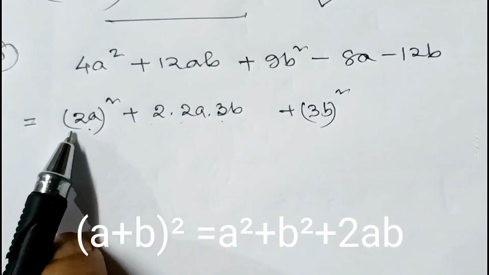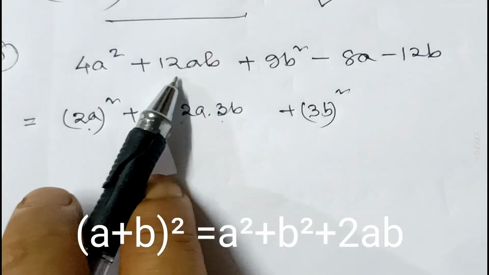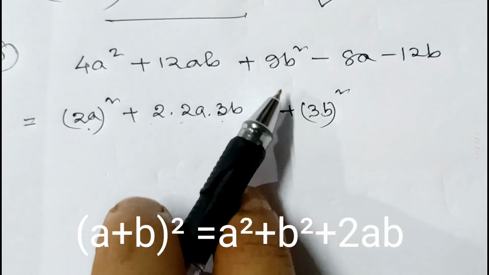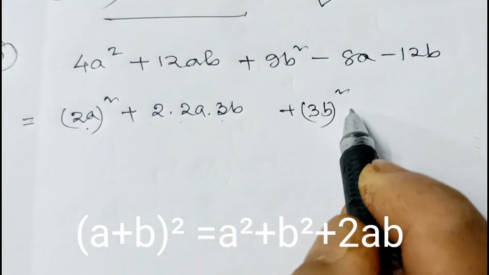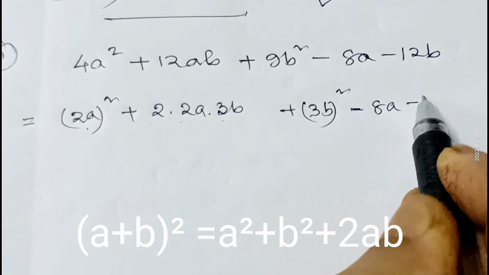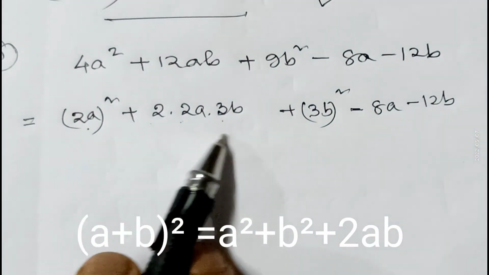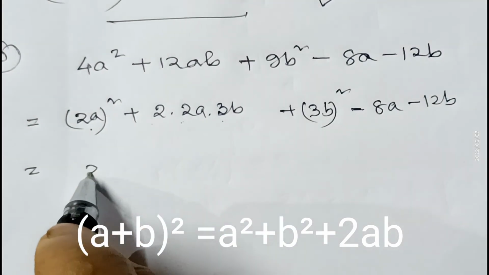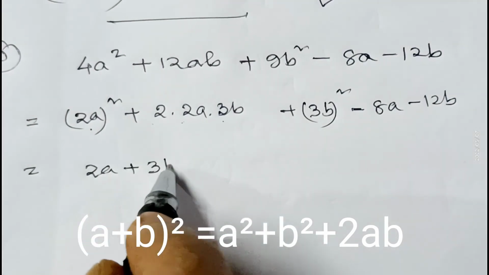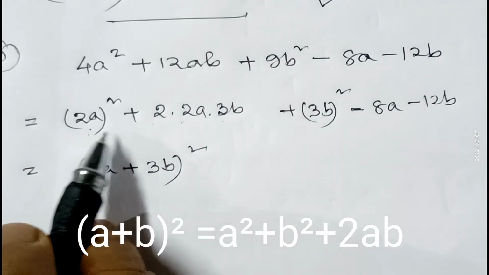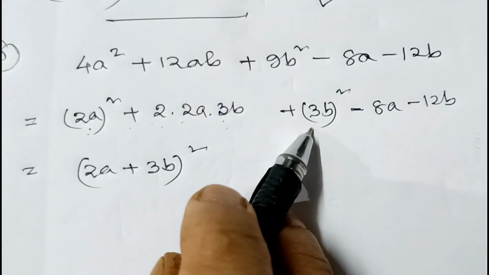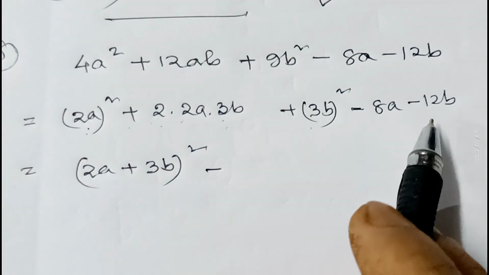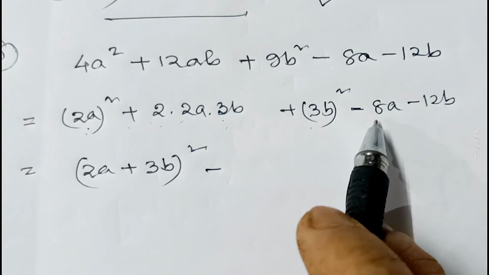Now 4a square can be written as 2a whole square, plus 12ab can be written as twice, twice a into 3b, plus, instead of 9b square, I have written 3b whole square, minus 8a minus 12b. We have written in this way so that we can apply a plus b whole square formula. Now this can be written as twice a plus 3b whole square, a square plus twice ab plus b square formula is a plus b whole square, minus, from 8a and from 12b I can take minus 4 common.